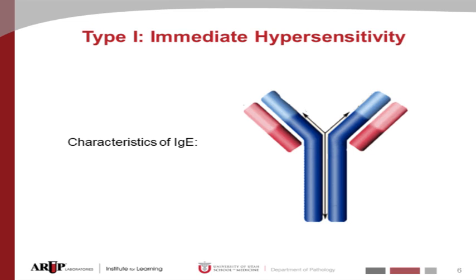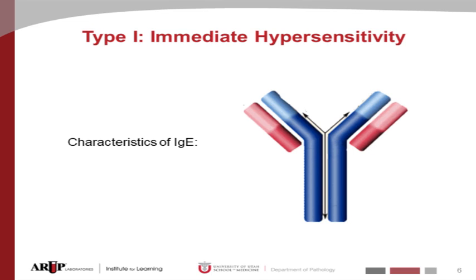So we have to understand what IgE is. You've studied the different kinds of antibodies, the different classifications. What do you remember about IgE? Does anybody remember anything about IgE? Is it a monomer, a dimer, or a pentamer? It's a monomer. It looks a lot like IgG.